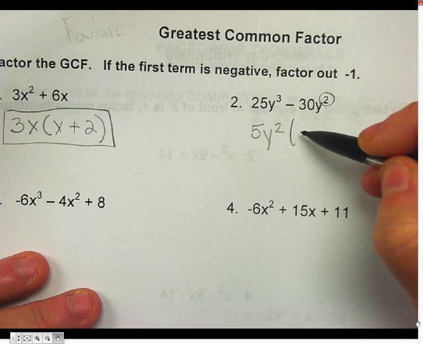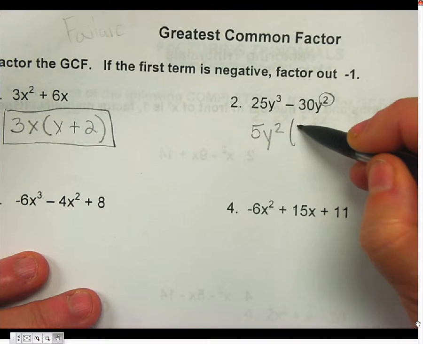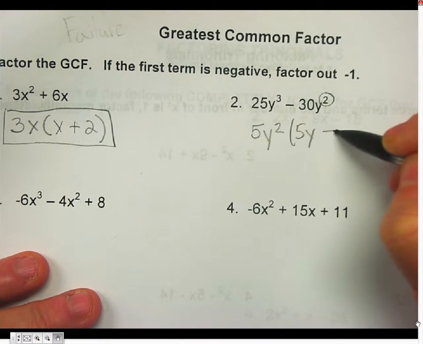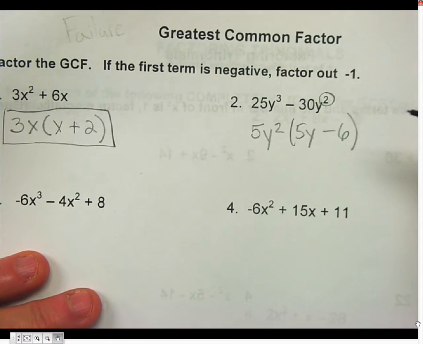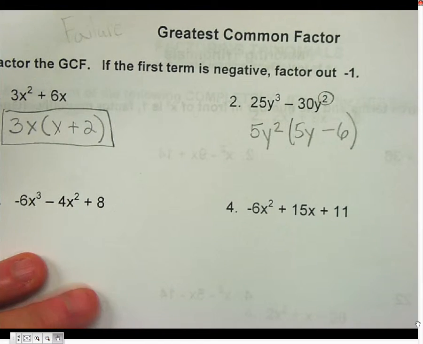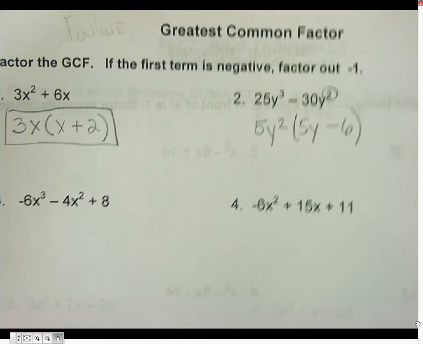5y squared times what would give you 25y to the third? 5. Good. Minus 6. Do we need any y's? No, we already have y squared. So that would be it. Okay, questions on that? Okay.